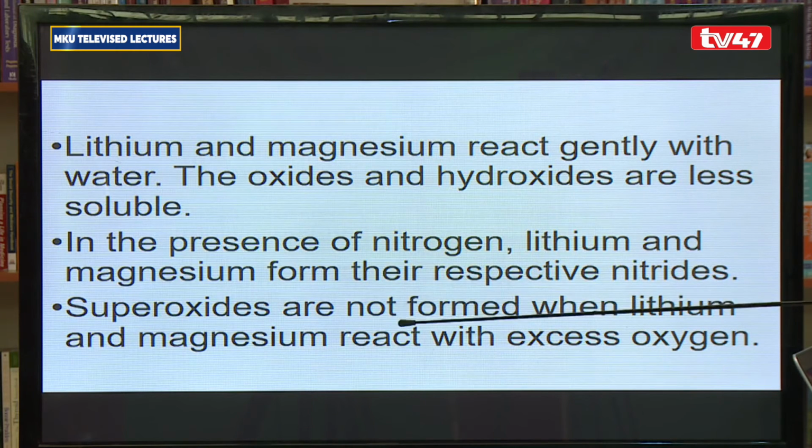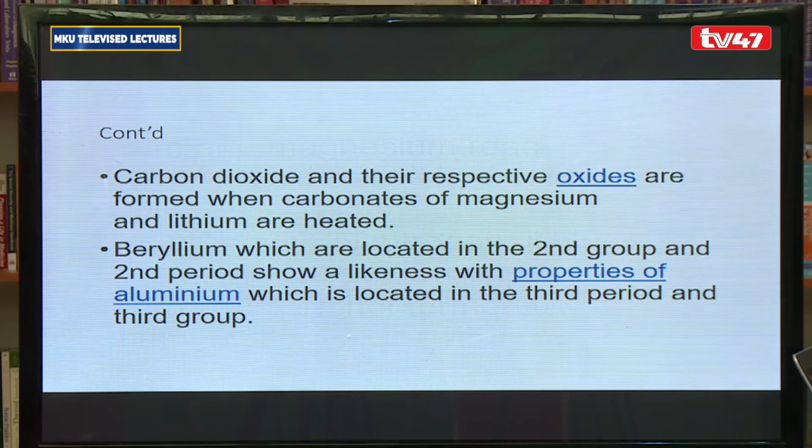In the presence of nitrogen, lithium and magnesium form nitrides. Only lithium is able to form nitrides in group 1. The superoxides are not formed when lithium and magnesium react with excess oxygen. So lithium does not form superoxides, while all the other group 1 elements are able to form superoxides.